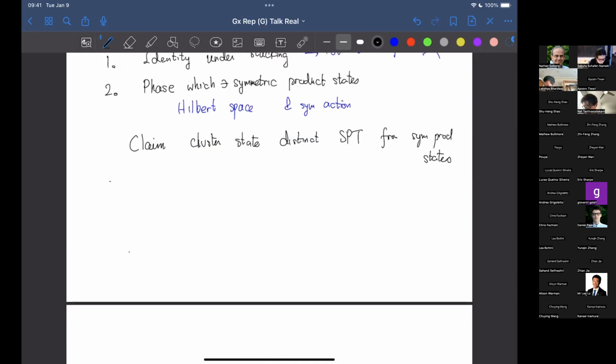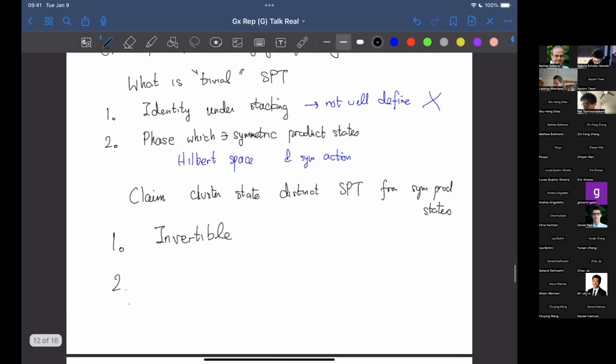There are also two interesting comments to make about terminology. One is: is this phase invertible? Again, this is similar to the first sense in which to say whether something is invertible, you need to say, is there an identity of the group? And in this case, it's not well defined without the notion of stacking.